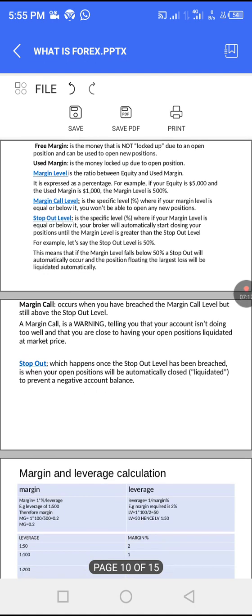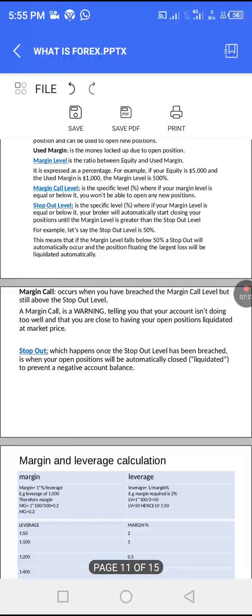Margin call level is the specific level in percentage where, if your margin level is equal or below it, you won't be able to open new positions. Stop out level is the specific level where, if your margin level is equal or below, your broker will automatically start closing your positions. Good.